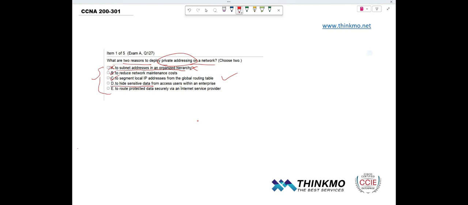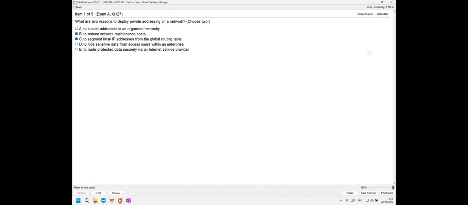This doesn't really relate, so this is incorrect. Then let's look at the last option, providing security through the internet, that is, through the operator. This routing protection is to protect data. This has nothing to do with private network addresses, so this is incorrect. The correct answer to this question is B and C. Let's look at the correct answer. Choose B and C.